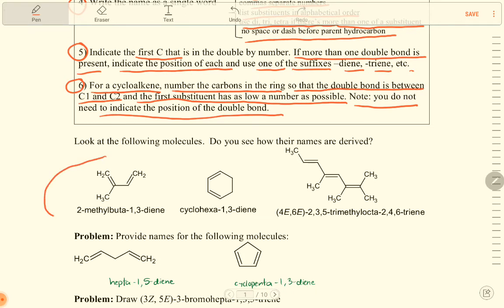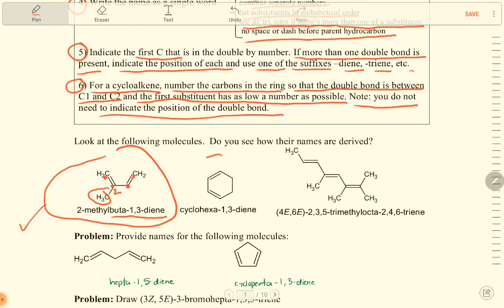So, for this compound name, we can see 2-methyl-1,3-diene. You can see the main chain, buta-1,3-diene. It is a 4 carbon chain, 1, 2, 3, 4, buta-1,3-diene. And there is a methyl group on carbon 2. So you can name that following the rules that we discussed.